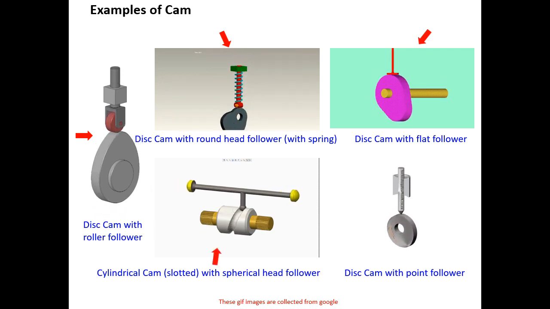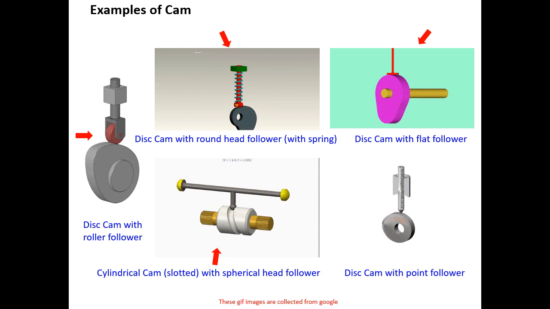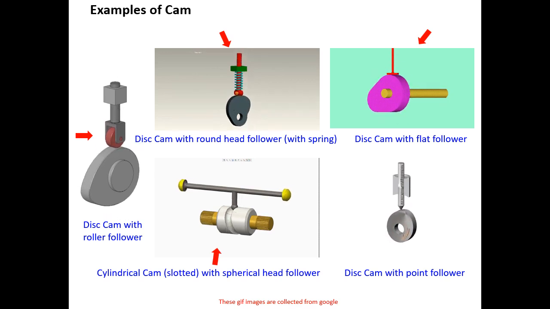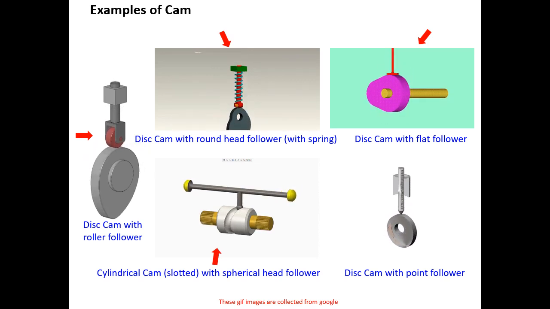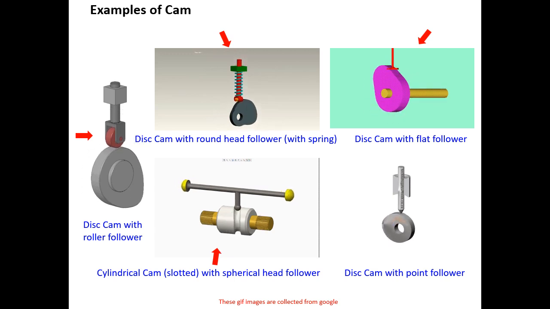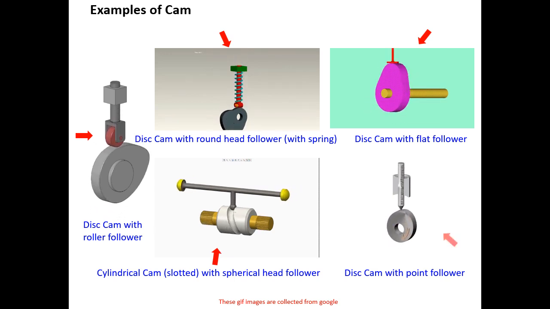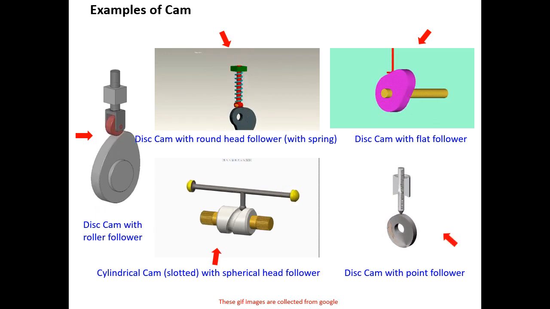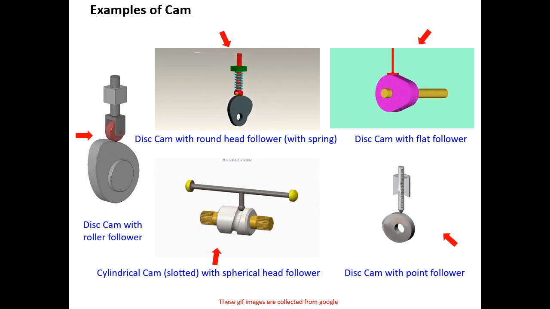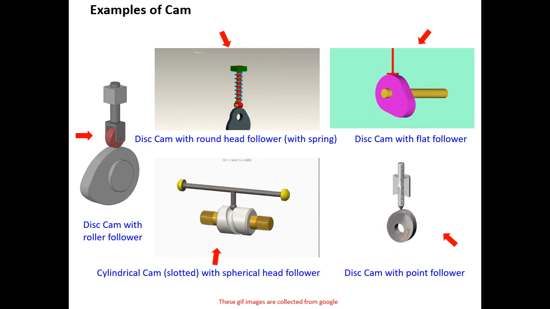Here this is a cylindrical cam. This cam is slotted or grooved with a spherical head follower or mushroom head you can call it. Now this is the disc cam with a point follower. So point of contact is a point.